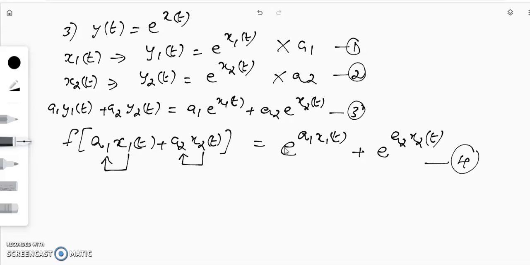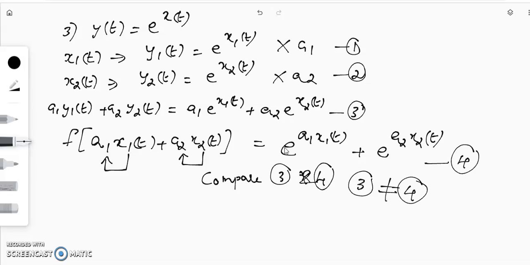Then you have to compare these equations 3 and 4. When you compare equation 3 and 4, you can see that one is a1 e raised to x1t plus a2 e raised to x2t. Another one is e raised to a1 x1t plus e raised to a2 x2t. These are not equal. That means equation 3 is not equal to equation 4. Hence your system is a non-linear system. Okay, thank you very much. So we have studied time invariance as well as linearity.